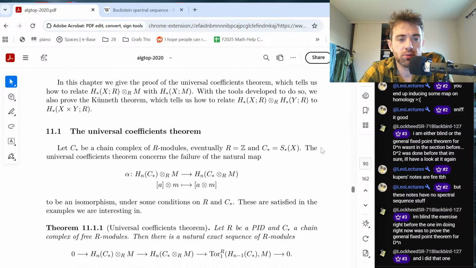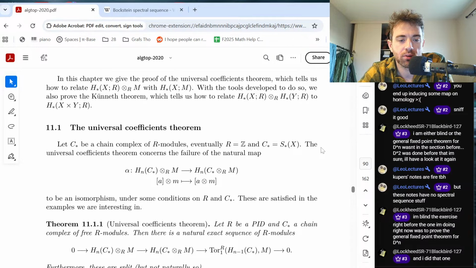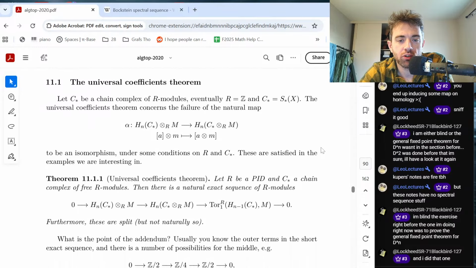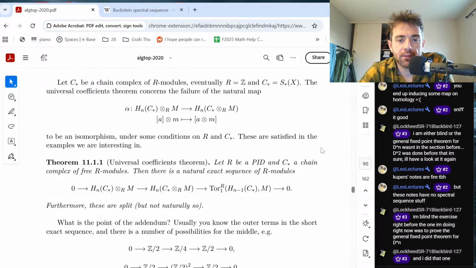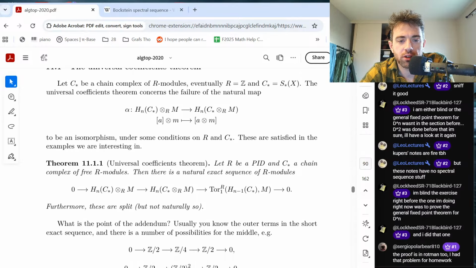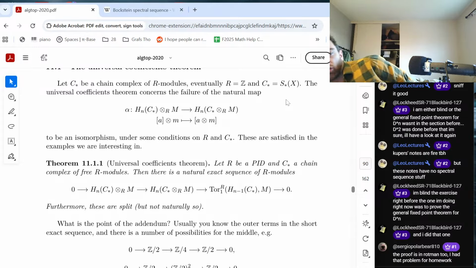Okay, in this chapter, we give a proof of the universal coefficient theorem, which shows us how to relate these things with the tools developed to do so. We also prove the Künneth theorem. Okay. Suppose we have a chain complex of R modules, and what is S star X? Oh, I guess that's like the singular complex of a topological space or something. The universal coefficient theorem concerns the failure of the natural map.